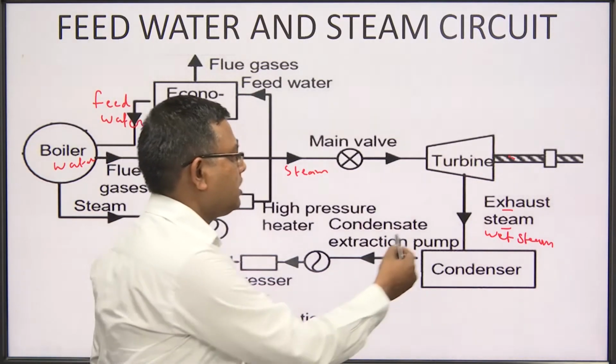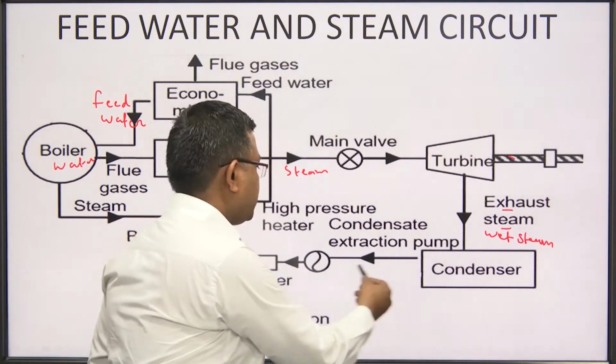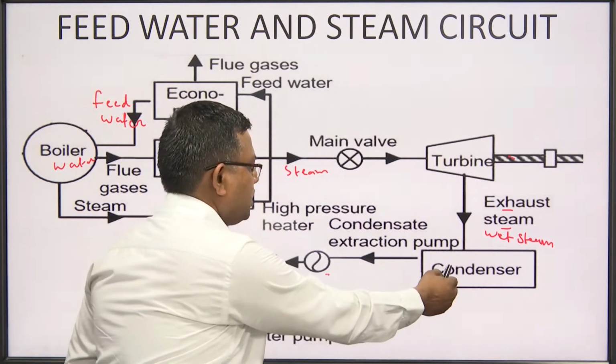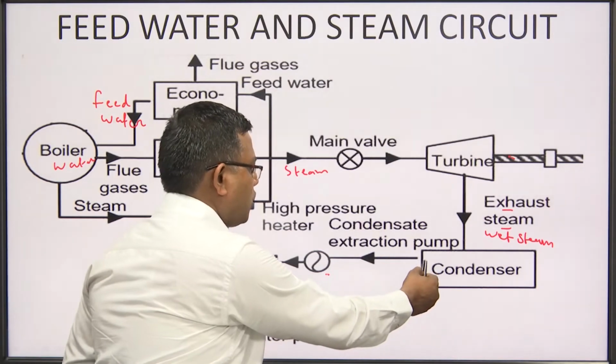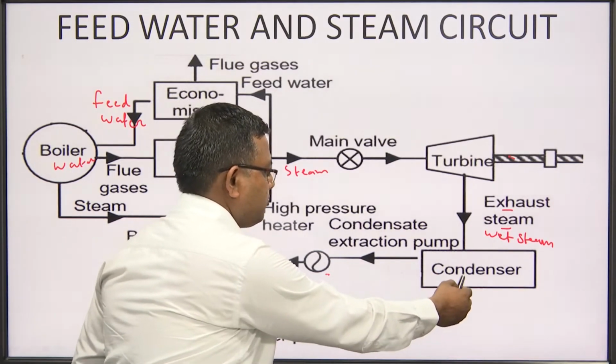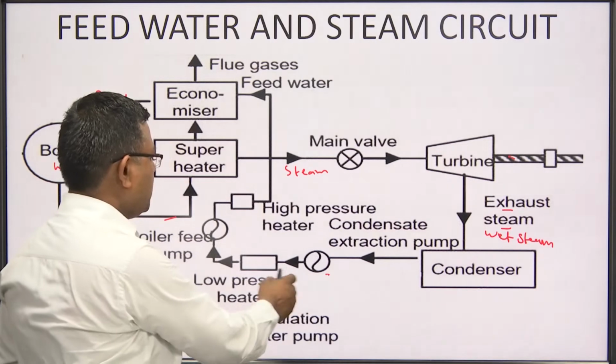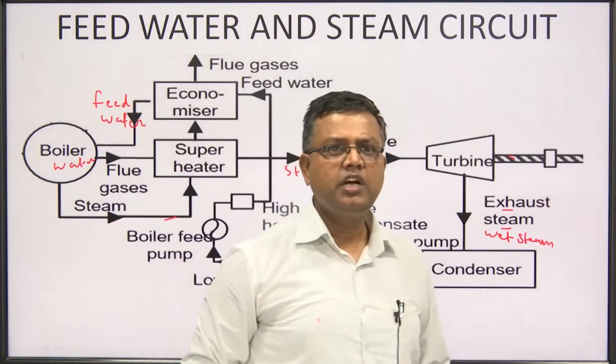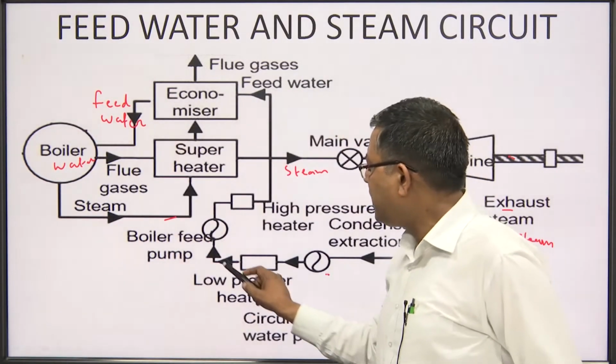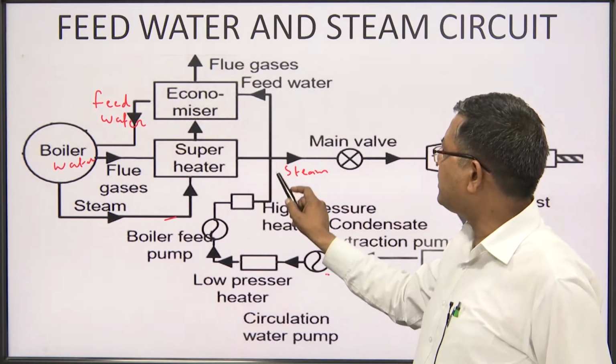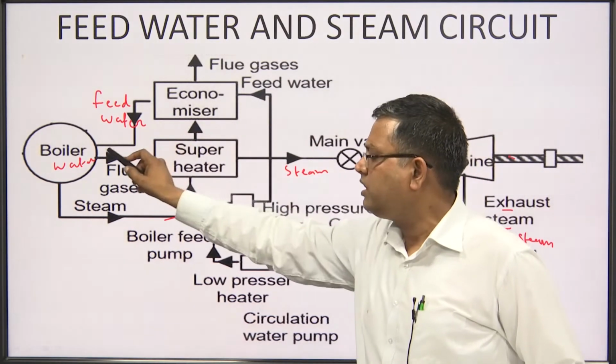So, we convert that wet steam into water, and a condensate extraction pump removes that condensate, or that hot water, from the condenser well, and it passes through a low pressure heater. Then it goes through the boiler feed pump, high pressure heater and economizer, and then the boiler.